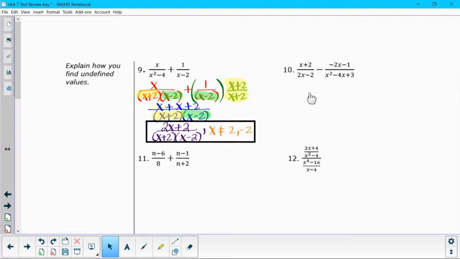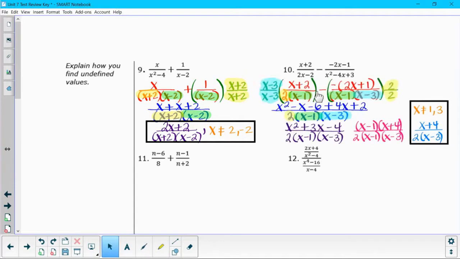For number 10, I'm going to factor my denominators. We have a little bit more work here. My first denominator has a GCF of 2 with x minus 1 left over. My second denominator factors into x minus 1, x minus 3. Now, there are a couple of things missing for each fraction. So the first fraction is missing x minus 3, so I multiplied by that top and bottom. The second fraction is missing 2, so I multiplied by that top and bottom.